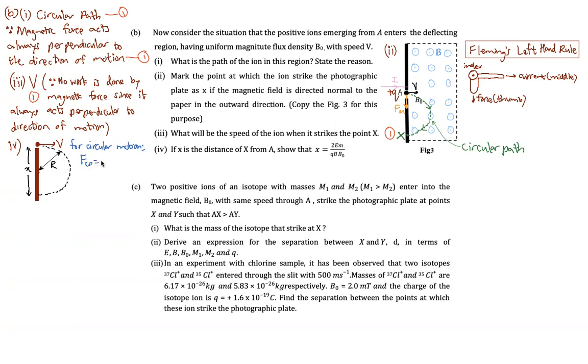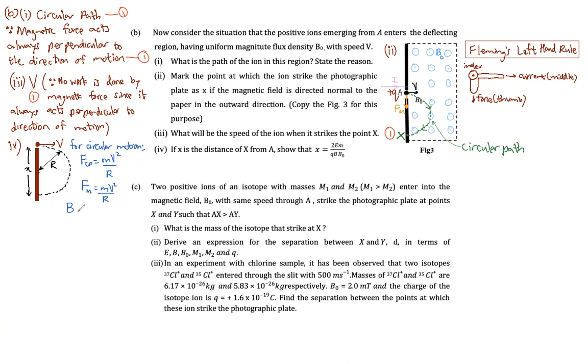Centripetal force is equal to mv squared over r. What is the centripetal force here? Centripetal force is the magnetic force. And for magnetic force, what equation can we use? B naught, they have already given B naught here. Careful: B naught charge q v.